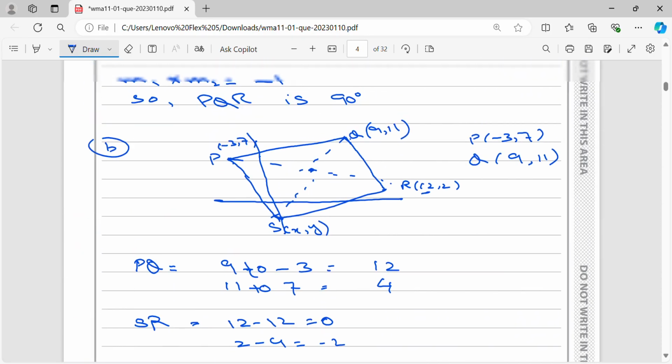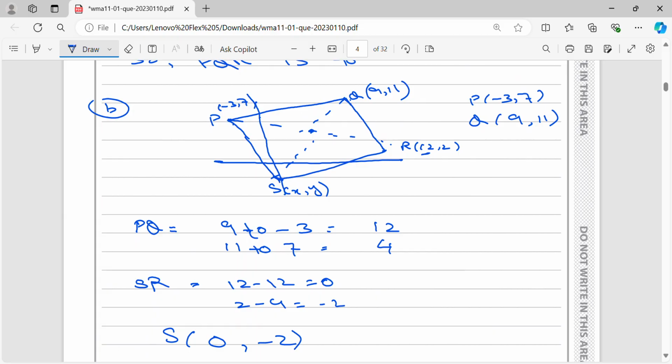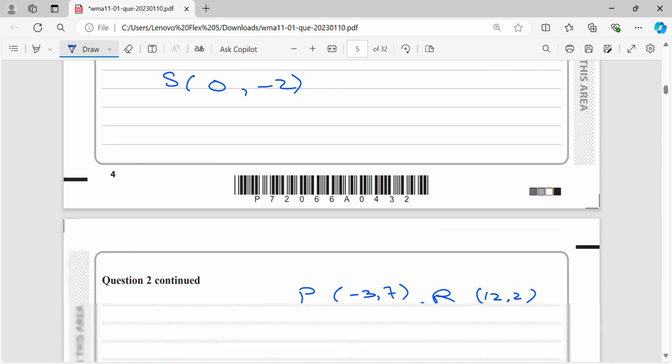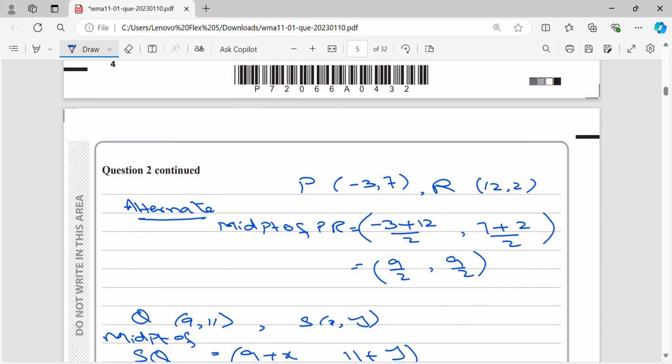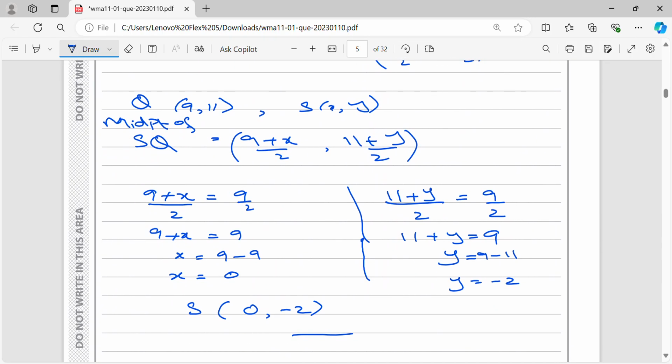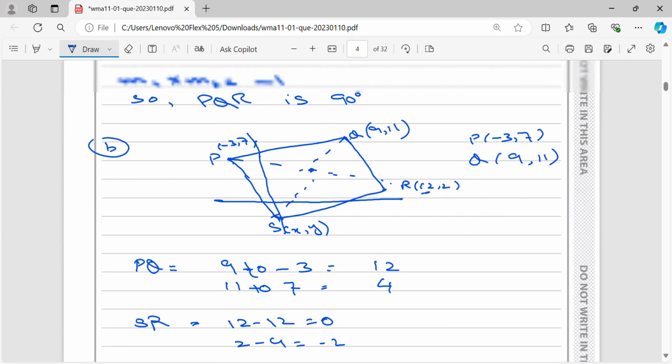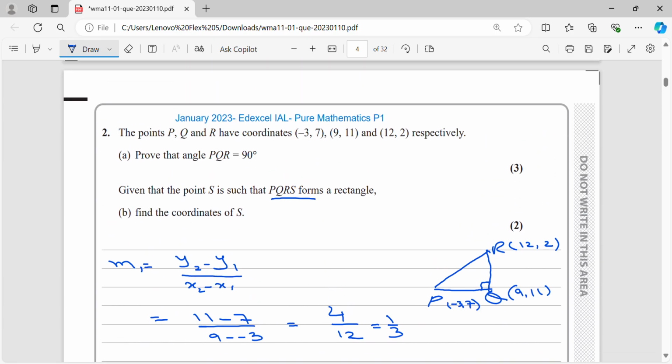The first method where I looked at the distance and I got the coordinate of S by translating it, and another way is find the midpoint of the diagonals and equate them and get the coordinate of S. That's it for question 2 from paper January 2023.